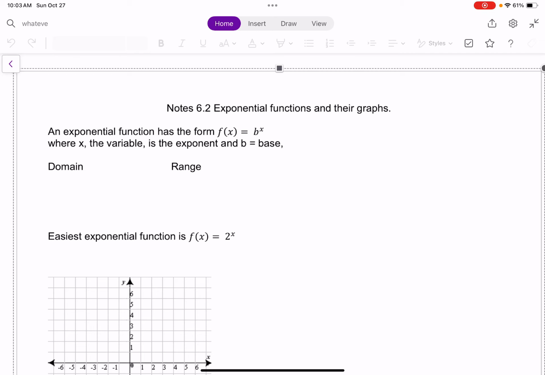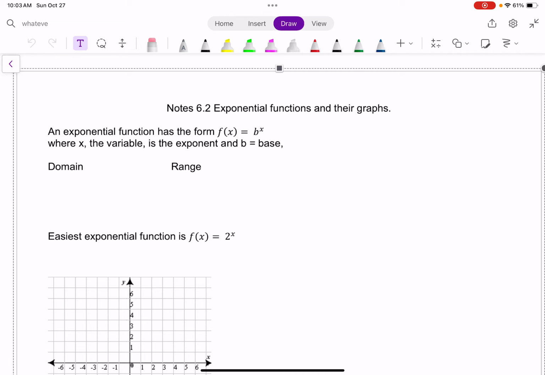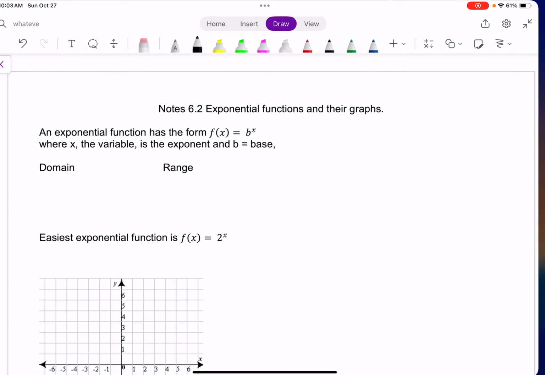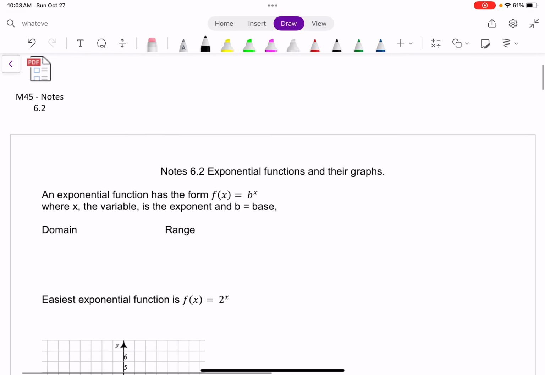And as I mentioned in the last section about inverse functions, we would talk about two very famous inverse functions of each other, the exponential and the logarithmic function. So here's the exponential function.